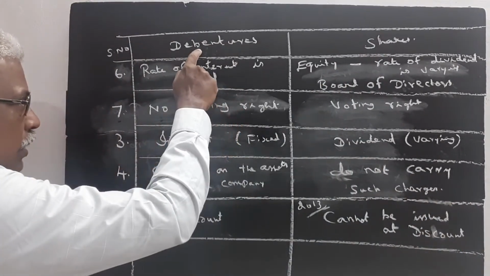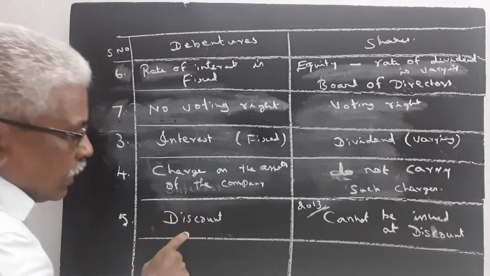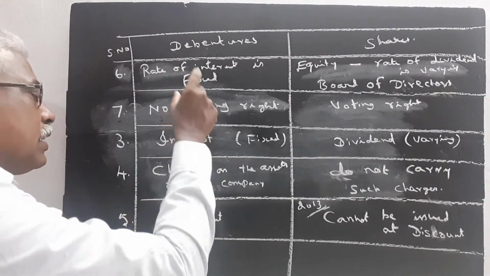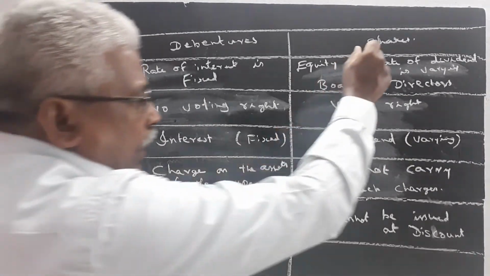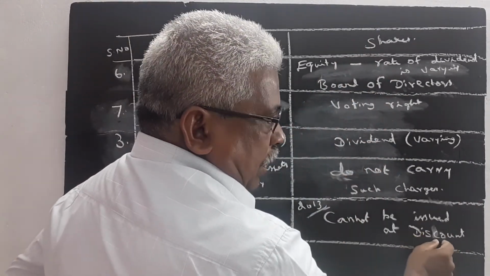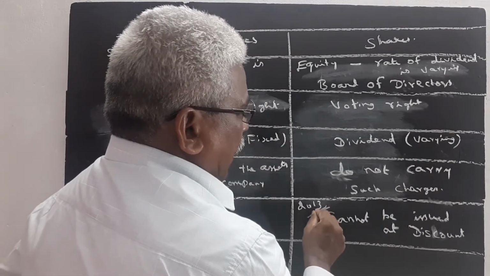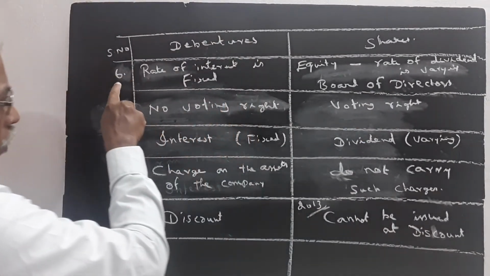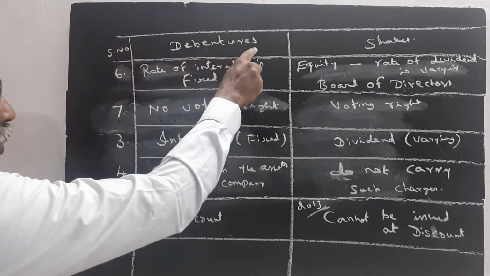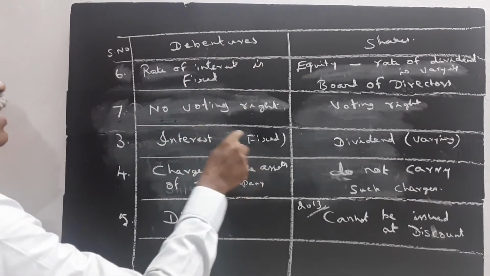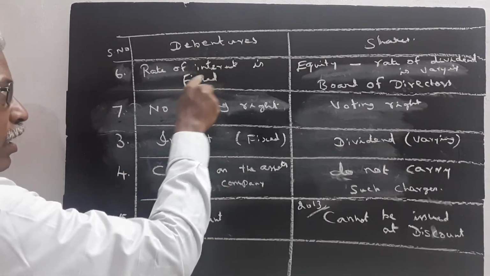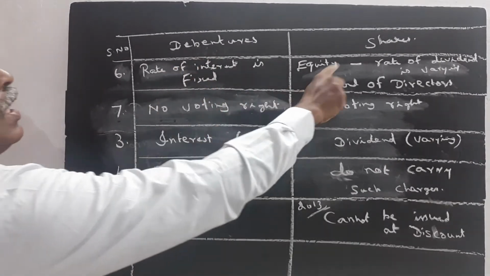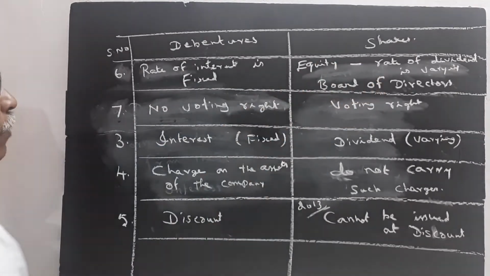Then debentures are issued at discount. There is no restriction to issue the debenture at discount, but the share cannot be issued at discount. According to Companies Act 2013, the share cannot be issued at discount. Then point number 6, the debenture holders are getting fixed rate of interest. The same point we will repeat once again, but here there is some more additional information.